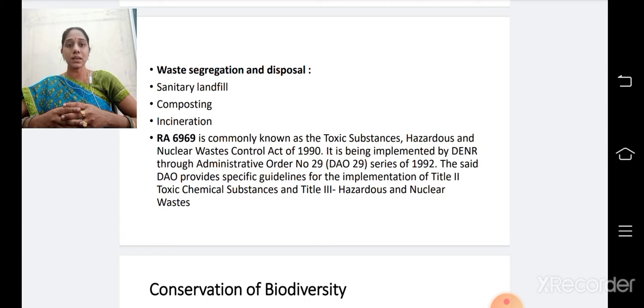So what are the hazardous materials? RA 6969 is commonly known as the Toxic Substances, Hazardous and Nuclear Wastes Control Act of 1990. It is being implemented by DENR through Administrative Order number 29, series of 1992. The said DAO provides specific guidelines for the implementation of Title II, toxic chemical substances, and Title III, hazardous and nuclear wastes. So we must be very careful about these materials. They are very hazardous to our health.